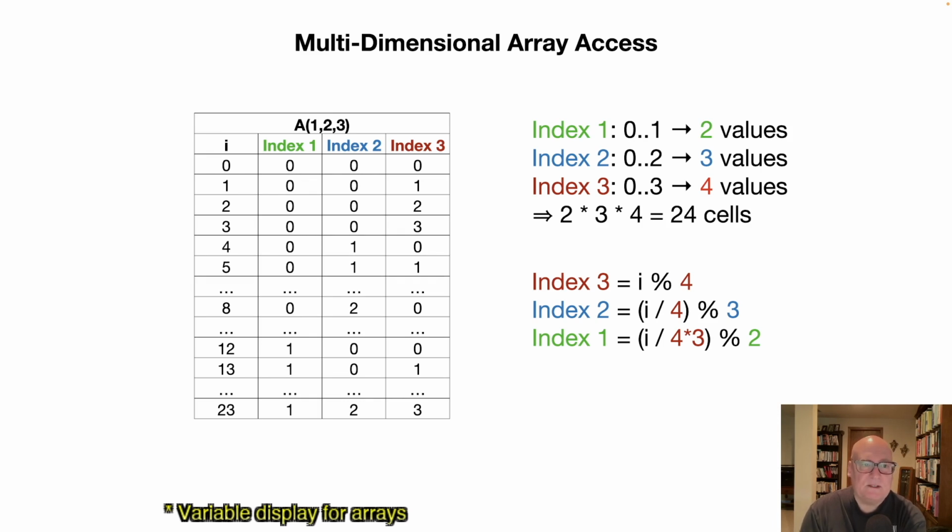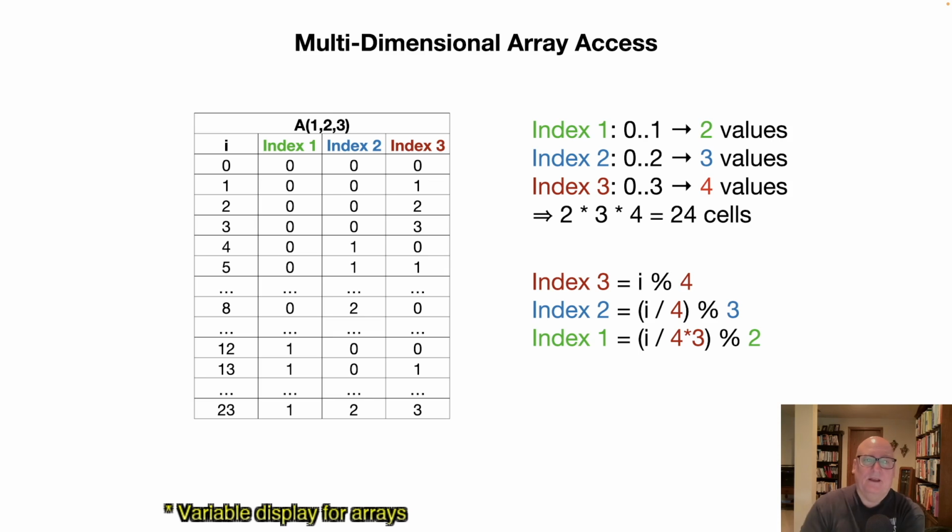So 0 divided by 12 is 0, mod 2 is 0. Same thing, 11 divided by 12 is 0, mod 2 is 0. Then you get to 12, and now 12 divided by 12 is 1, mod 2 is 1. So you can see entry 12 is a 1. Same thing for 23: it doesn't quite meet 2, so 23 divided by 12, throwing away the remainder, is 1, mod 2 is 1.